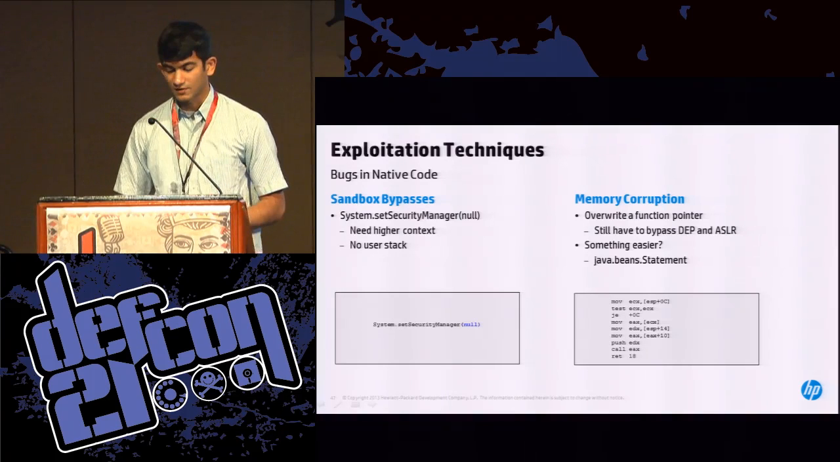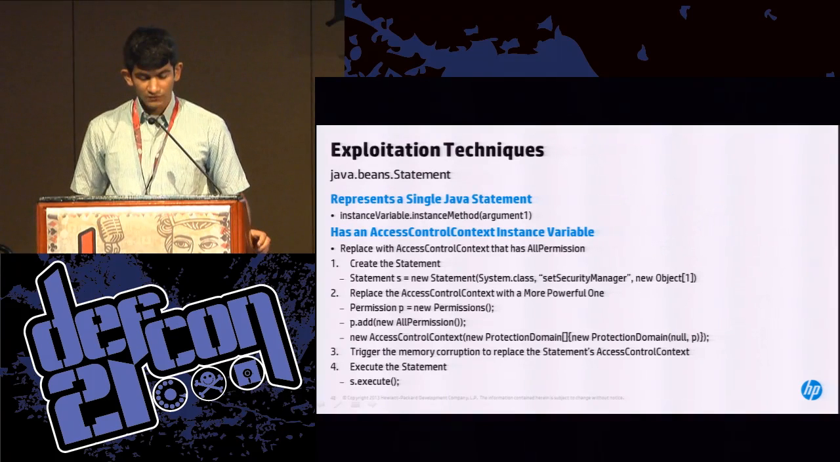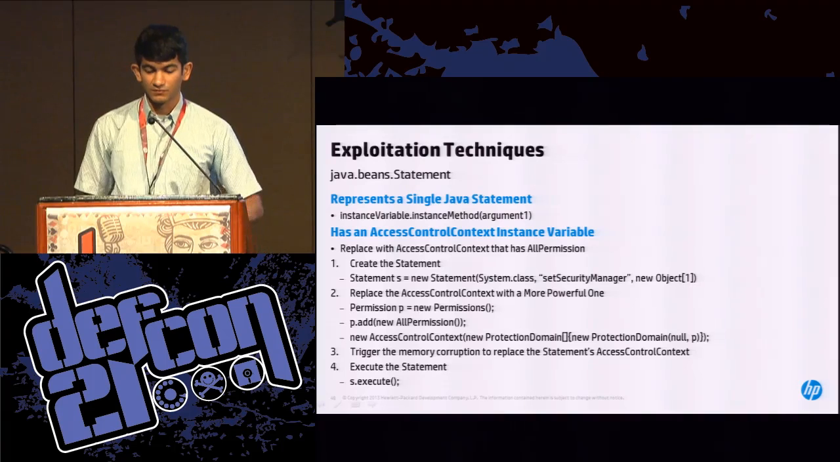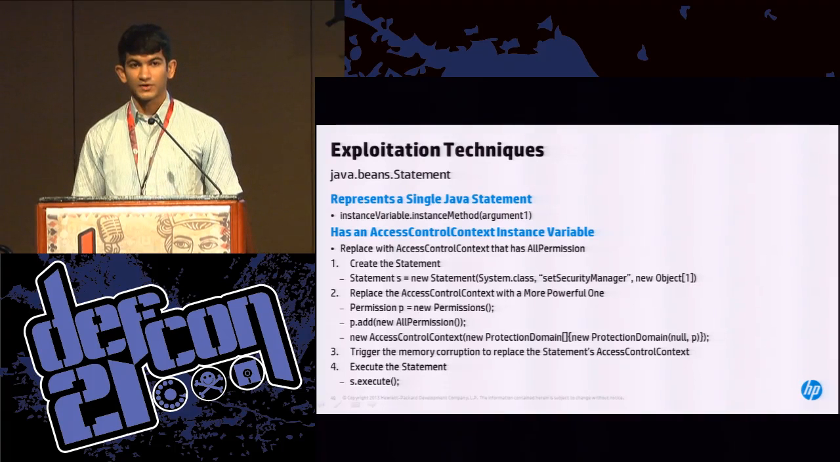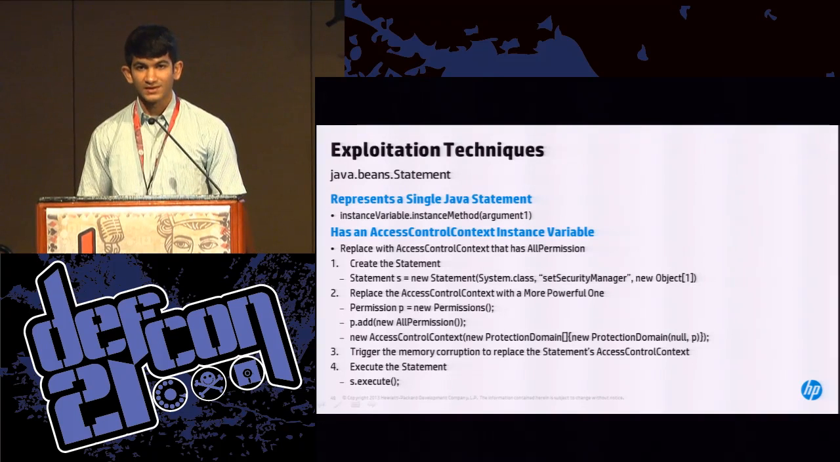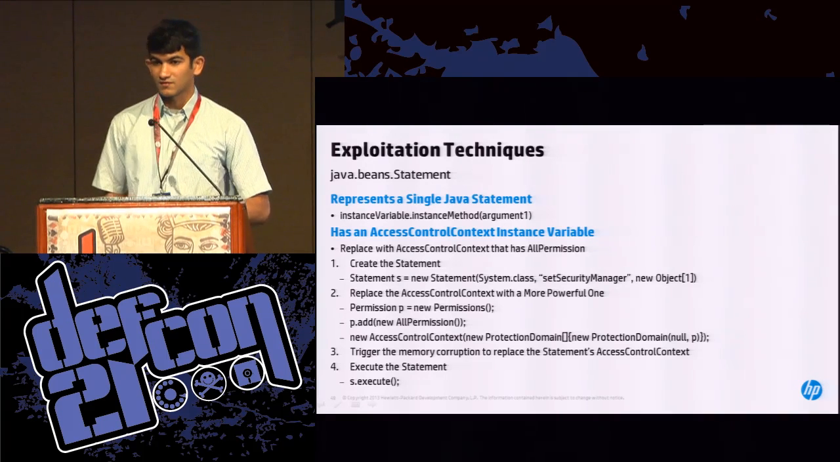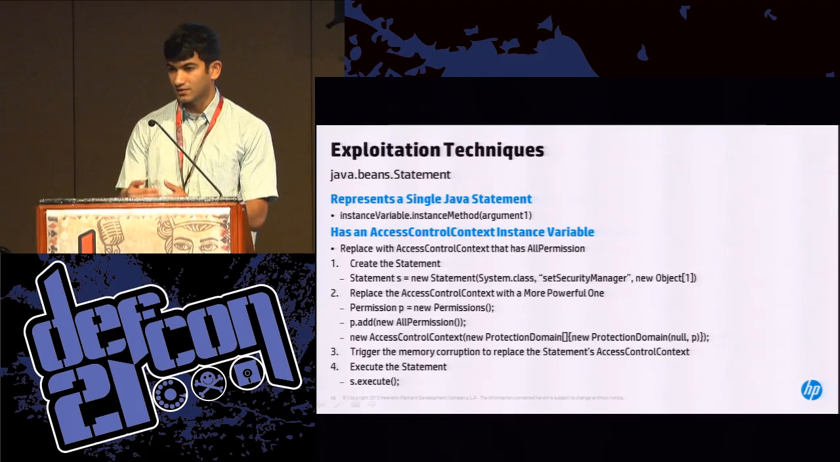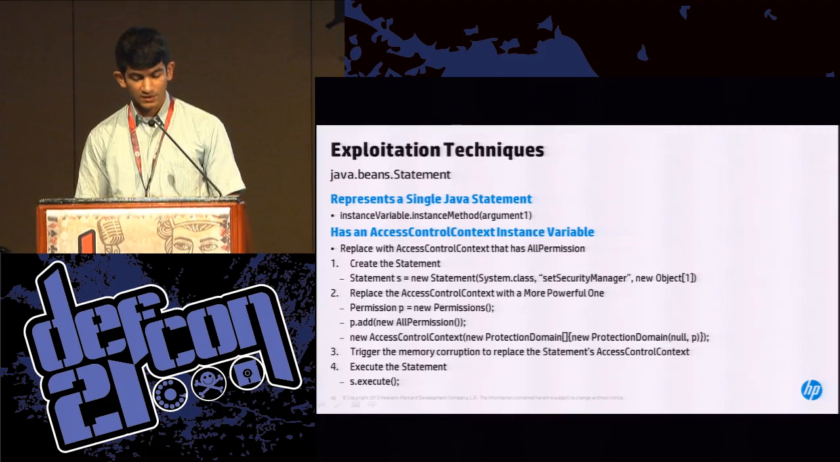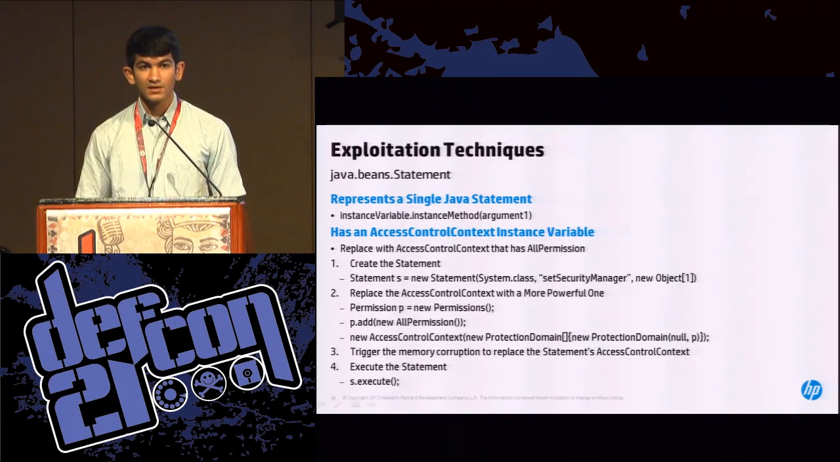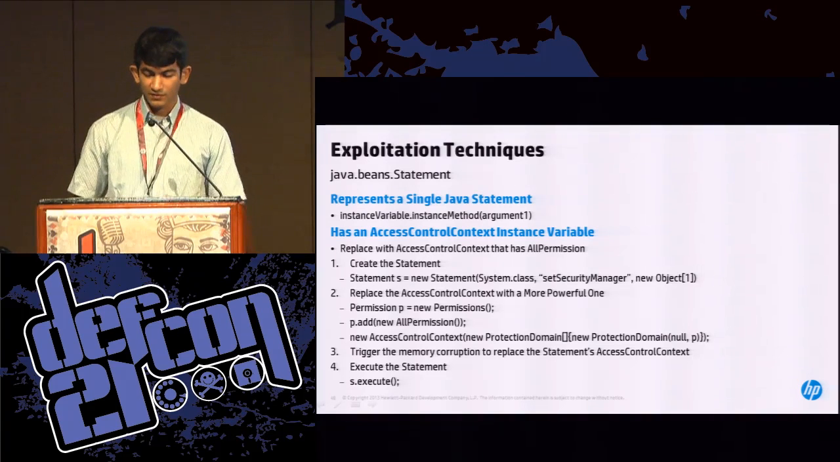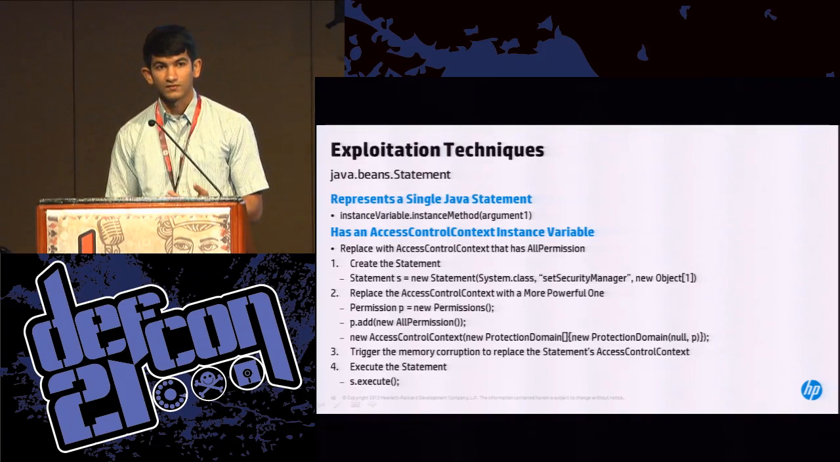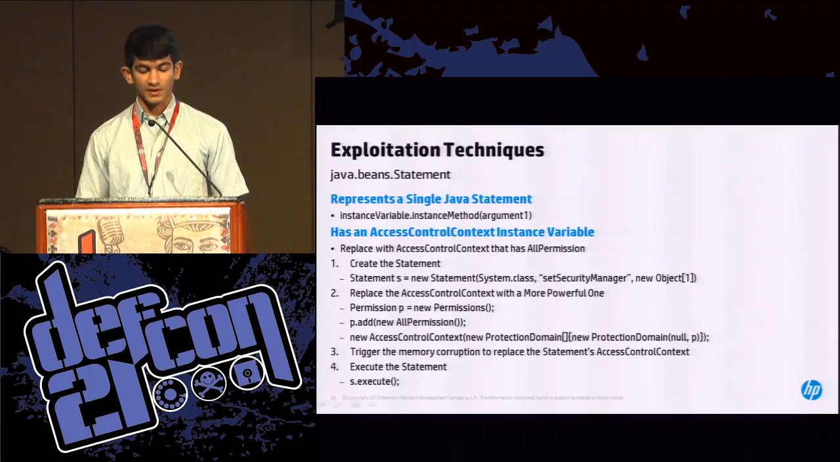And I'll go into that in the next slide. So a Java Bean Statement represents a single Java expression of the form instance variable.instance method and then arguments. What you could potentially do is, say you have an out of bounds write and an out of bounds read, you could allocate your buffer that's vulnerable, then create a Statement. A Statement has an implicitly created access control context that is clearly going to be weaker since you're going to have it created in your untrusted applet.